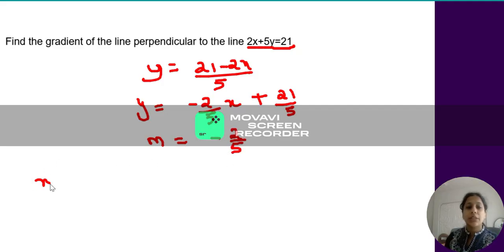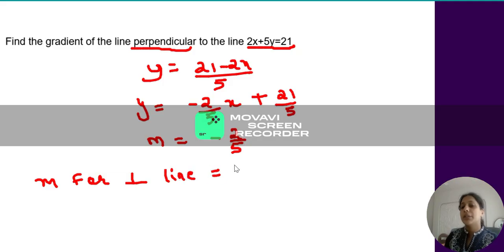Now, they want the gradient of the perpendicular line. So the gradient for the perpendicular line will be just the reciprocal, so that becomes 5 by 2, and change the sign. It was minus, so it becomes plus. So the gradient of the perpendicular line here is 5 upon 2.